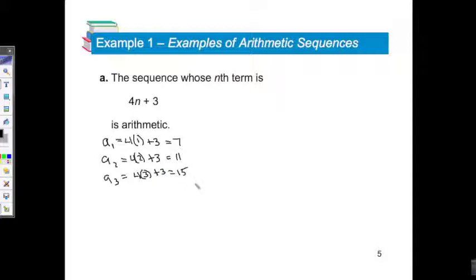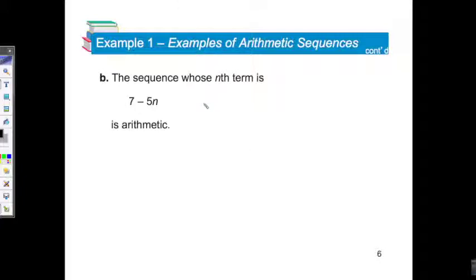Now, I have three terms. I don't really need to go any farther. I want to see if when I subtract the terms from each other, say the second term from the third term, what do I get? 15 minus 11 gives me a 4. What about when I do 11 minus 7? That also gives me a 4. It looks like I'm having the same common difference, or D value, of 4, which tells me that this sequence is in fact arithmetic. And it's that simple, folks. Cool, next one.